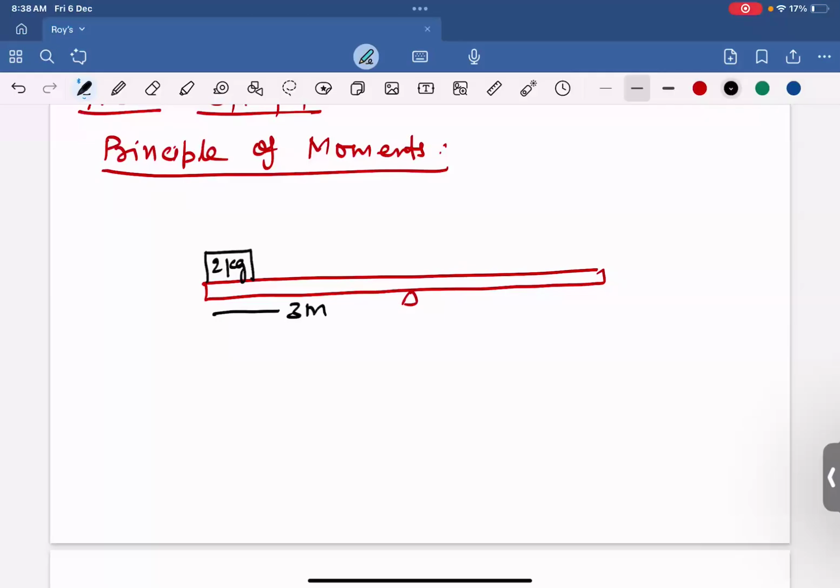The distance is, let's suppose, 3 meter. This is also 3 meter only. Now my question is, where should I keep a 5 kg object so that, from this distance, it should remain in equilibrium? Find x.